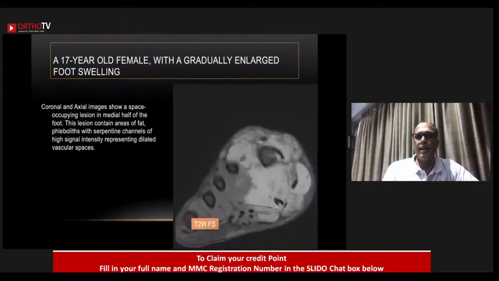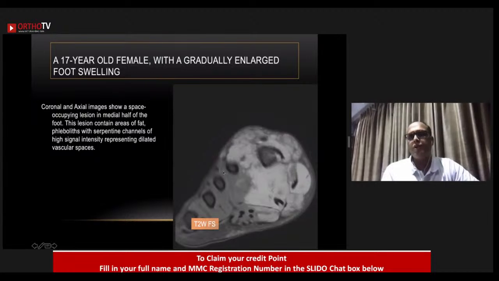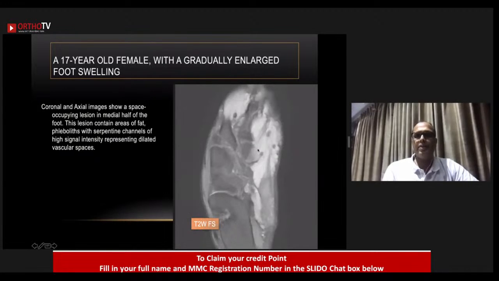Coronal image and axial image show that it could be a vascular malformation. When we are reporting, we usually use the words slow flow vascular malformations. But the usual confusion occurs whether it is a venous type of vascular malformation or a hemangioma, when it comes to being reported or documented by a radiologist. So there are some differential components which we usually try to assess.